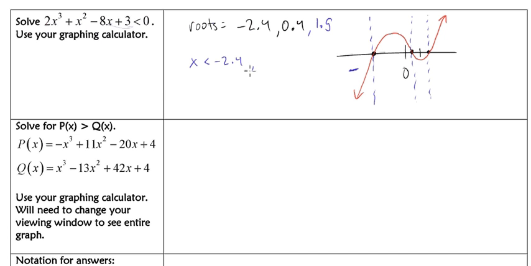And right here from negative 2.4 to 0.4, this is all positive. So I don't want those values. From 0.4 to 1.5, we're negative again. So 0.4 is less than x, which is less than 1.5. And then after 1.5, we're positive again. All right, so there's our solution. Hope that helped.